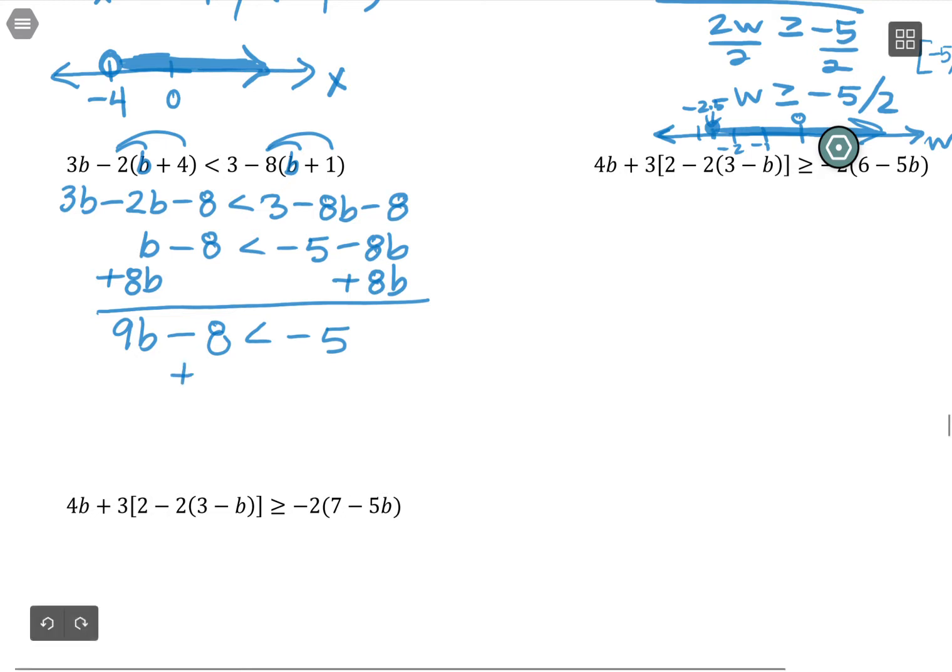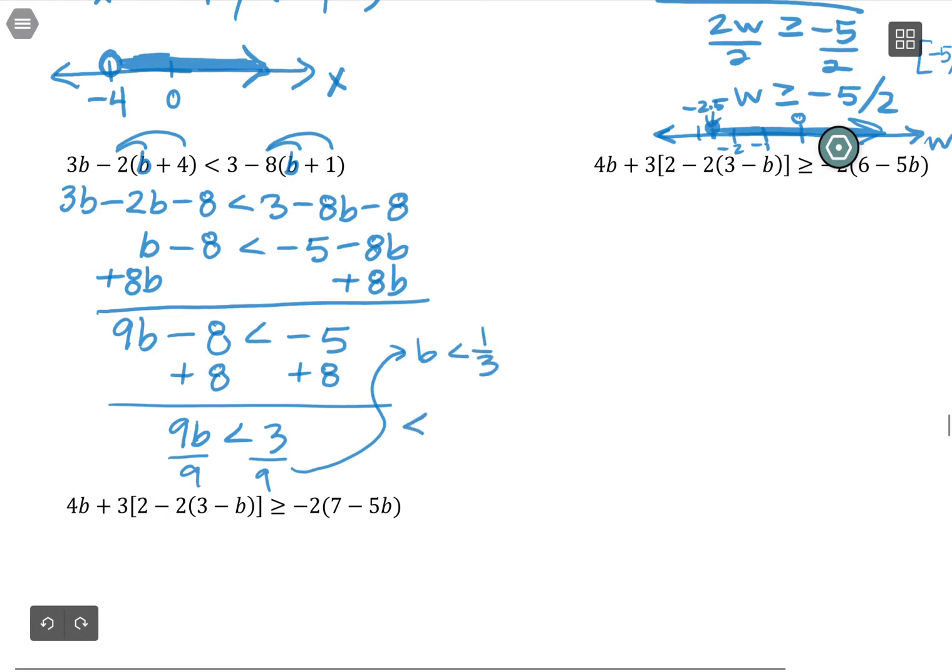So the first thing I need to get rid of is the 8 by adding, so 9b is less than 3. The next thing I need to get rid of is the 9 by dividing. So I get that b is less than 1/3.